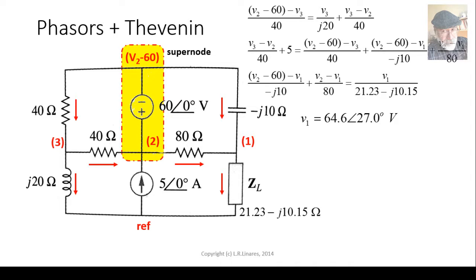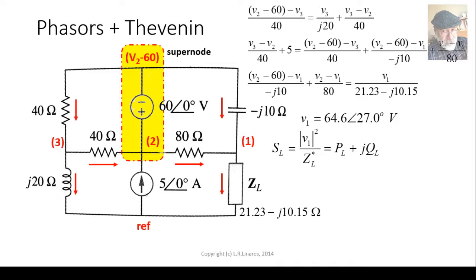Solve them, and you get V1 is 64.6 with 27 degrees. You say, what about the others? I do not care about the others. I only need V1, which is the voltage on ZL, and I can use that expression. The complex power in that impedance is the RMS value of the voltage, 64.6 squared, divided by the complex conjugate of ZL, and that gives me the active power absorbed by ZL and the reactive power absorbed by ZL.